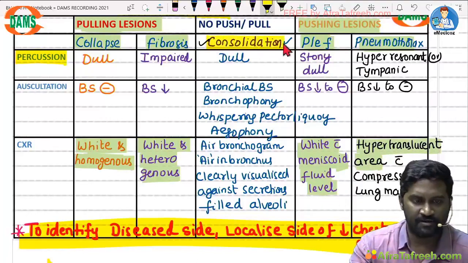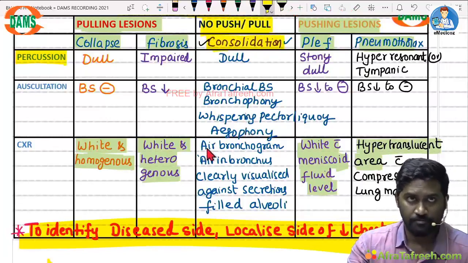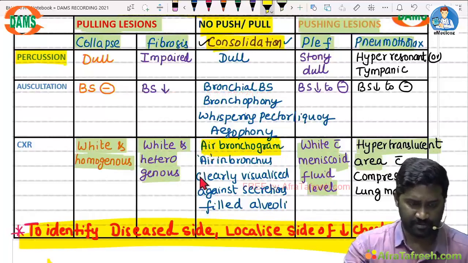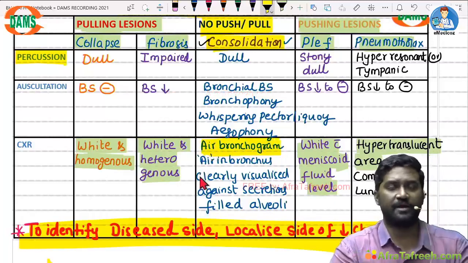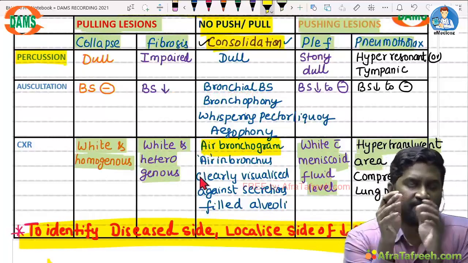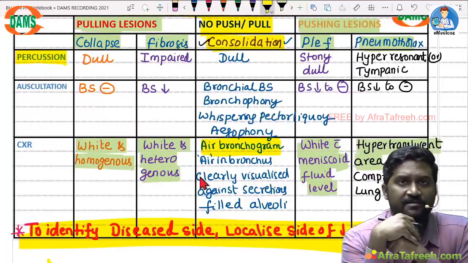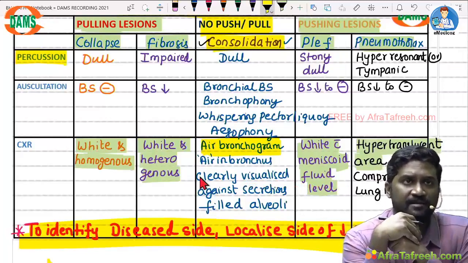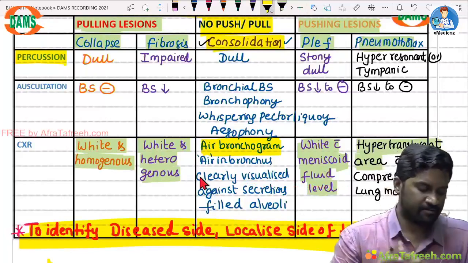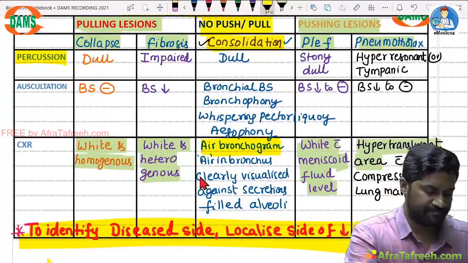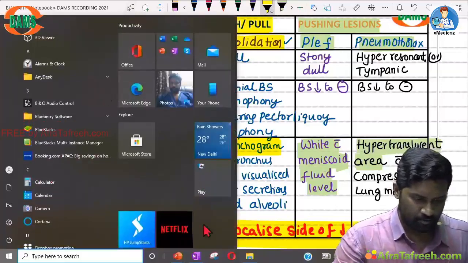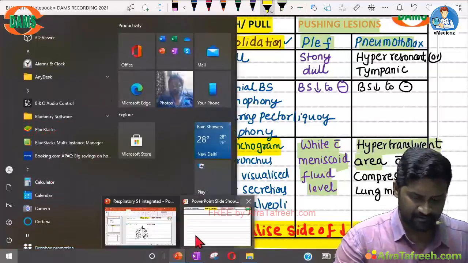Whereas in consolidation, there will be no push or no pull. What you should identify? You should identify air bronchograms. Now keep these findings in your mind. Now I'll show you various chest X-rays and CT scans. So I will help your eyes to recognize all these findings. So let us see how to identify these on chest X-ray.